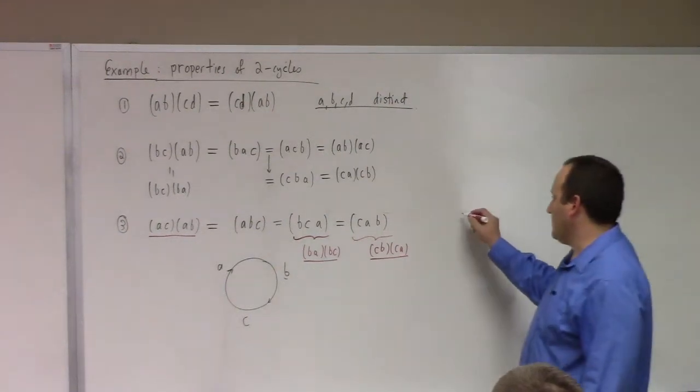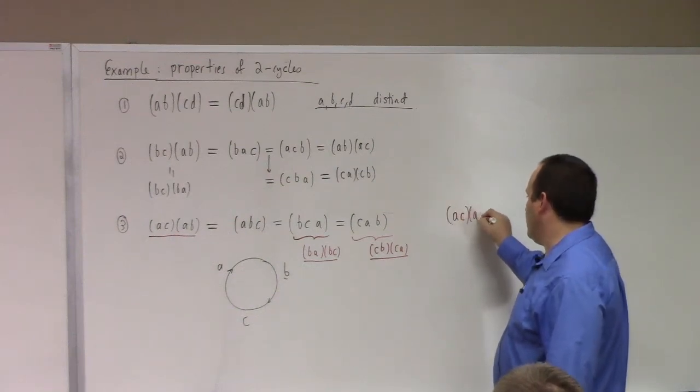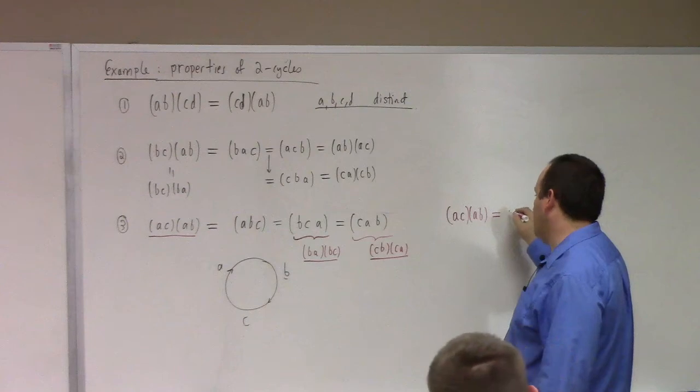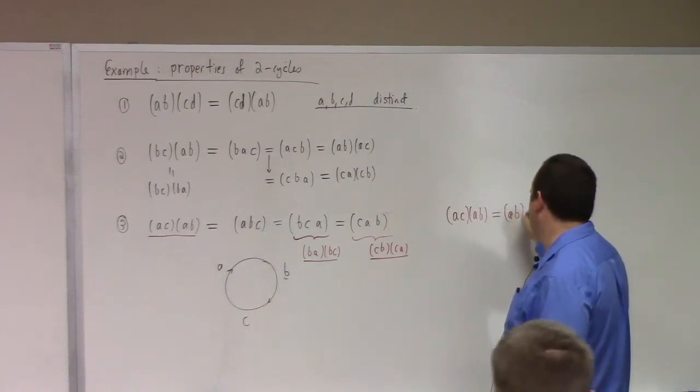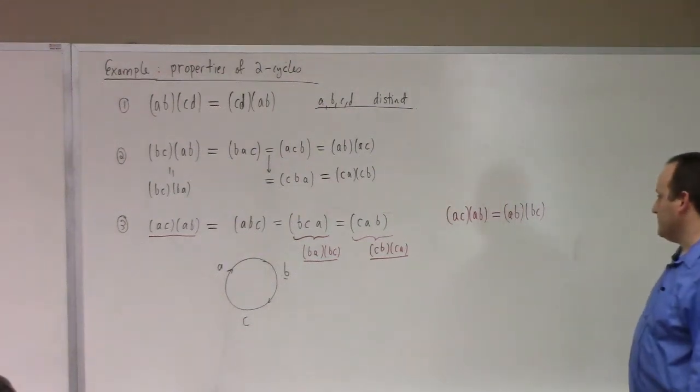So like, let me write it out again here. So I got AC times AB is equal to AB times BC, among other things.